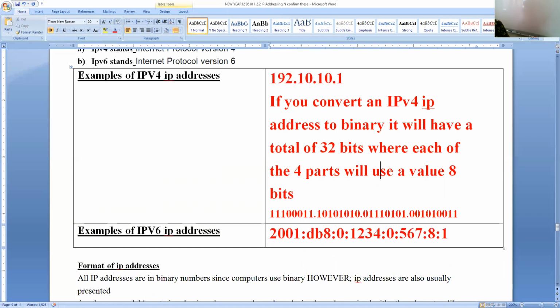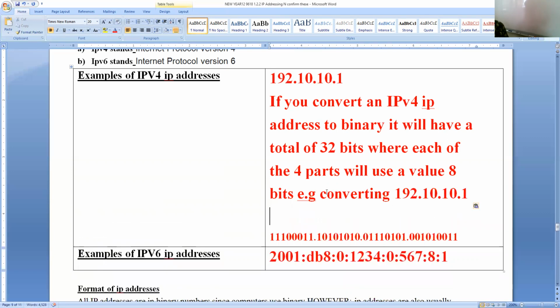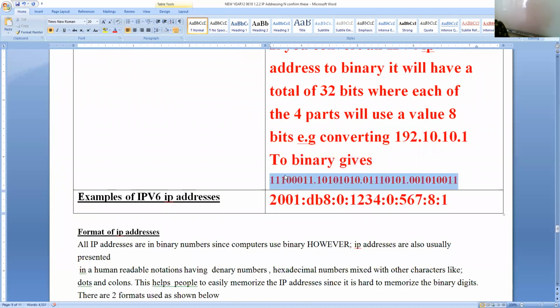That's all. So here each part will have 8 bits, and this will give us a total of what? 8 bits means 8 zeros and ones. If I were to convert this to binary or base 2, converting this to binary gives. So let me get the real calculation of the bits for each.